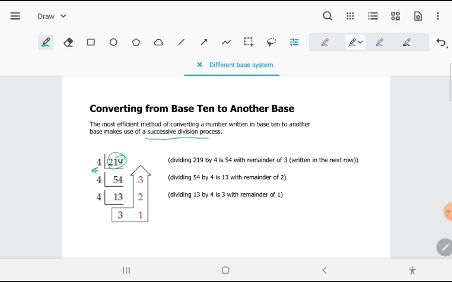That's why your divisors here are 4. Let me just show the process. 219 divided by 4 is 54. The quotient is 54, and you have a remainder of 3. You just write the remainder on the side. Now, dividing that again by 4, still your divisor, 54 divided by 4 is 13, and you have a remainder of 2. 13 can still be divided by 4. So 13 divided by 4 is equivalent to a quotient of 3, since 4 times 3 is 12, and of course you have a remainder of 1.